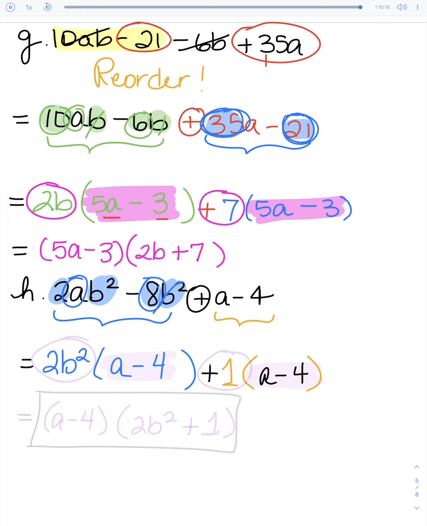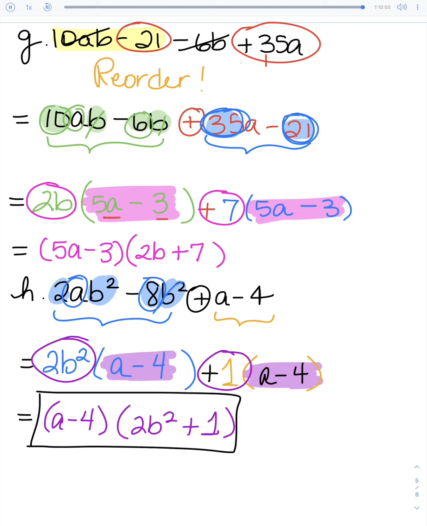Well, then notice I have my matching a minus 4 on both pieces. That's my new common factor. So I can factor out my common factor of a minus 4 just like it appears here with parentheses and all. And then my leftovers will go inside of another set of parentheses. My leftovers are going to be my 2b squared and my plus 1. But that's it. I am done. If you reordered it, you would have gotten the same exact answer, but in reverse order, and you could have reordered it. You just didn't need to.